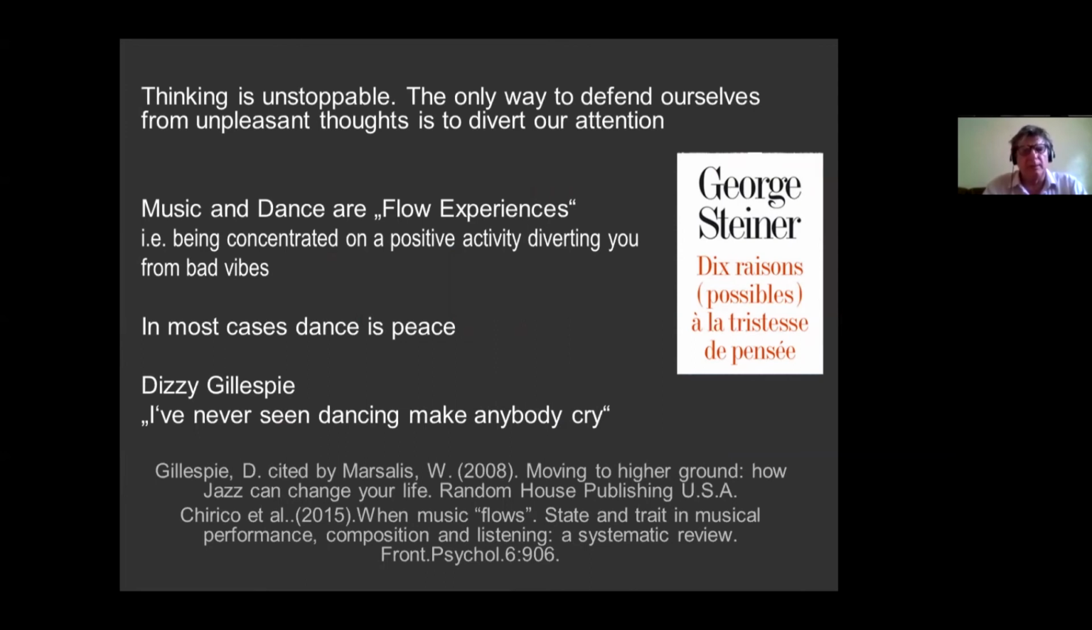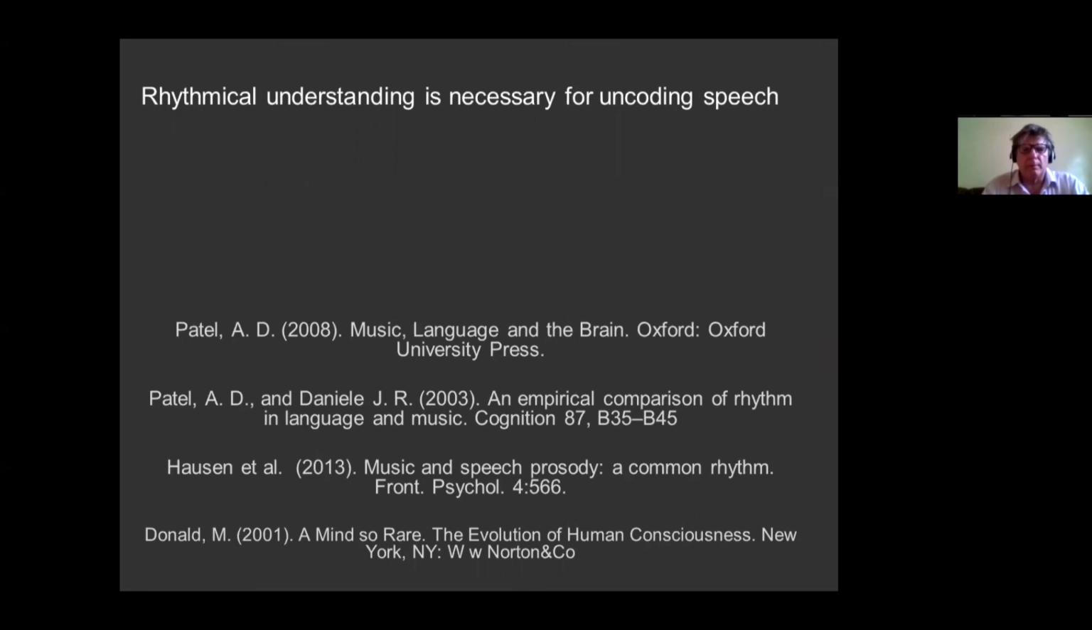It's also antidepressive, and George Steiner has observed that the only thing we really cannot stop besides by sleeping is thinking. And so for not thinking, we know we need to divert our attention, and this we do best by so-called flow experiences, and music and dance are this kind of experiences. So they divert us completely, we're concentrated, and we don't think so much in our sorrows. And rhythmical understanding is also necessary for encoding speech. So it may have also had a very important place in language evolution.